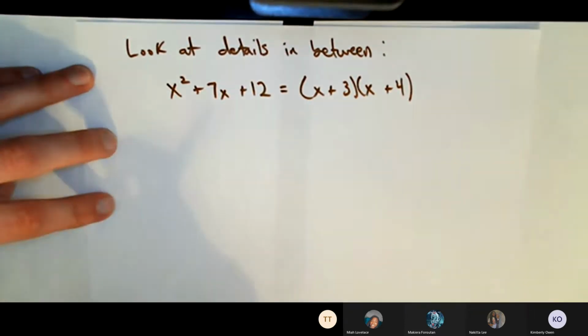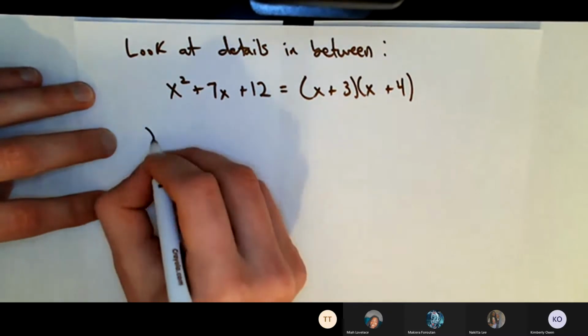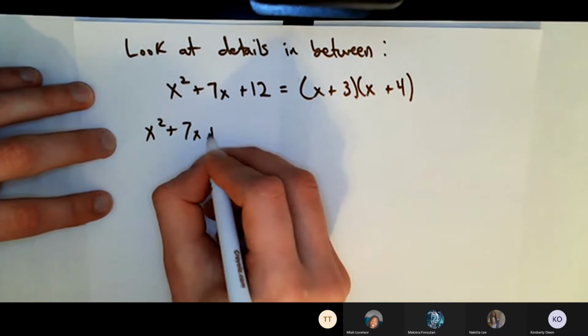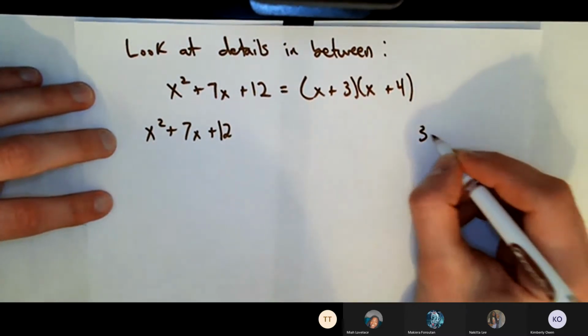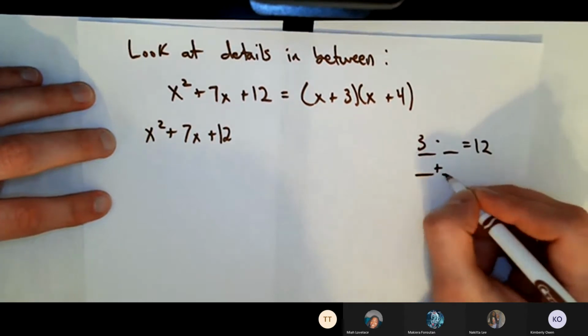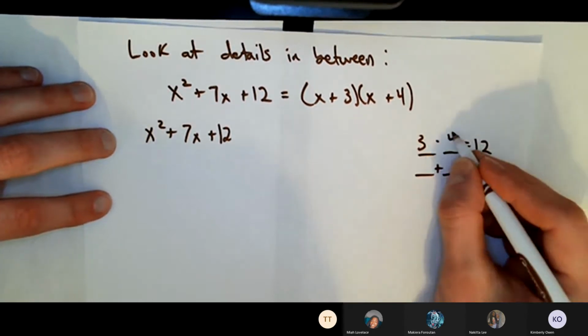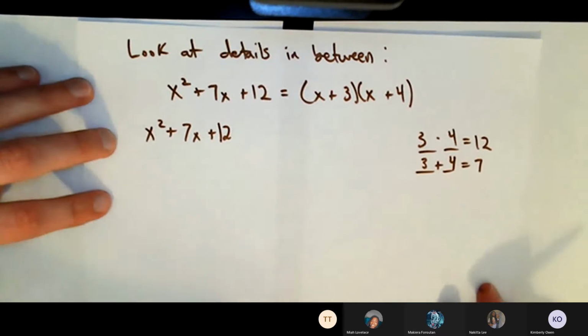All right, here we go. Here's what we're going to do. If you wanted to factor this, x squared plus 7x plus 12, the first thing you do is you still have to figure out the little chart thing. You have to figure out two numbers that give a product of 12 and sum to 7.